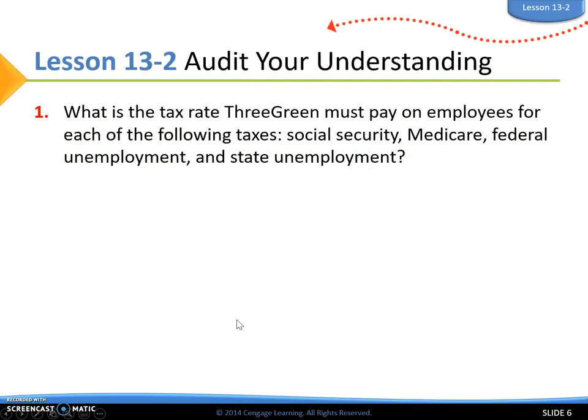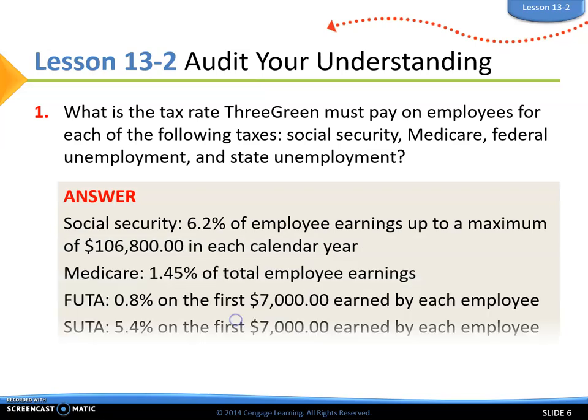Number 1, what is the tax rate 3 Green must pay on employees for each of the following taxes? Social Security, Medicare, federal unemployment, and state unemployment. So Social Security is 6.2% for a maximum of $106,800 in each calendar year. Medicare is going to be 1.45% of the total employee earnings. FUTA is going to be 0.8% on the first $7,000 earned by each employee. So there's that tax base. And then SUTA is going to be 5.4% on the first $7,000. So it also has a $7,000 tax base.